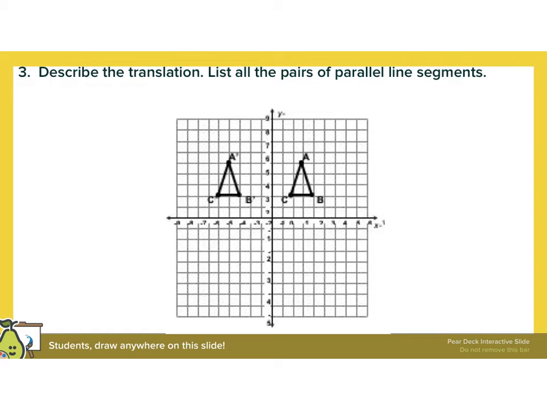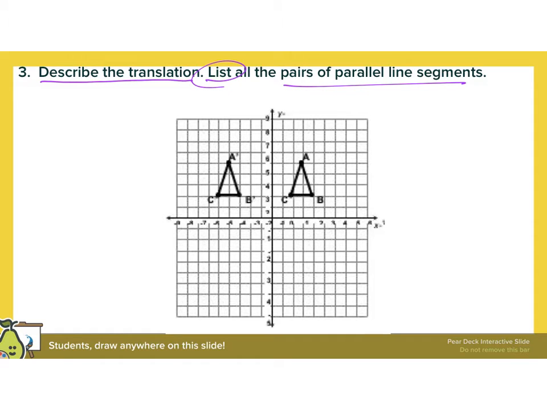Now this question's a little different. This time they've given us a translation and they want us to describe what happened. So figure out what translation was done, how far was it moved, and in which direction, and then we will list all of our parallel line segments.